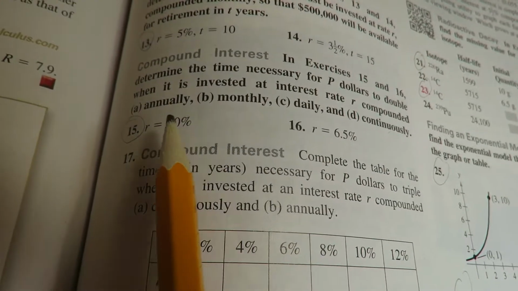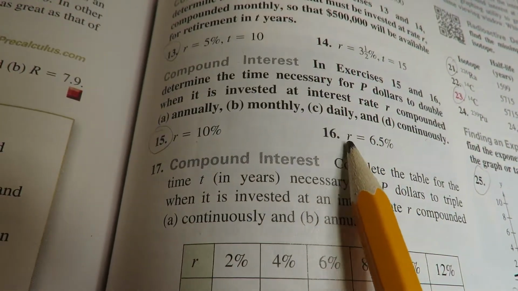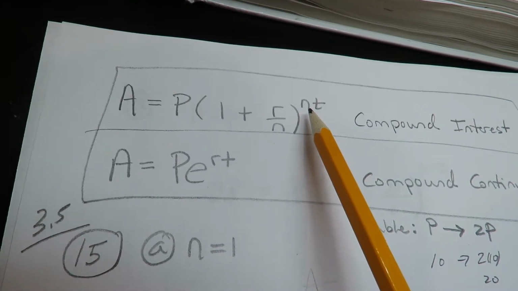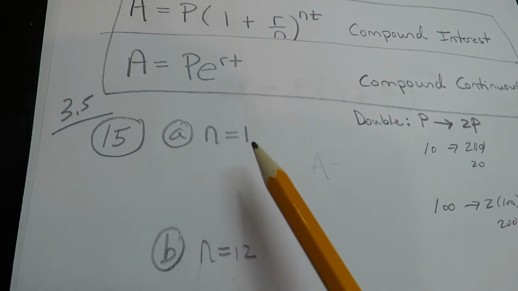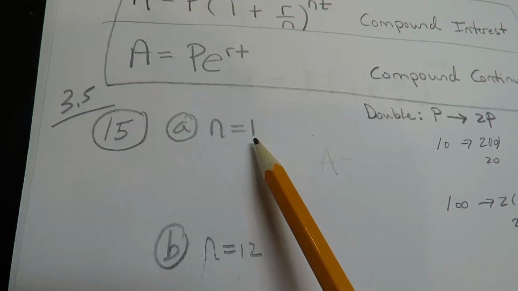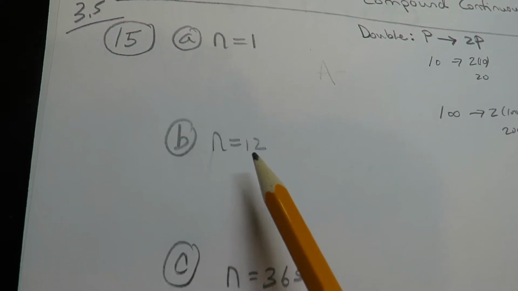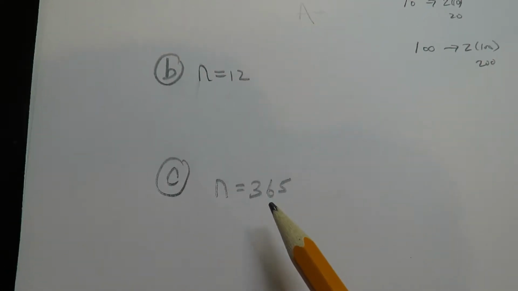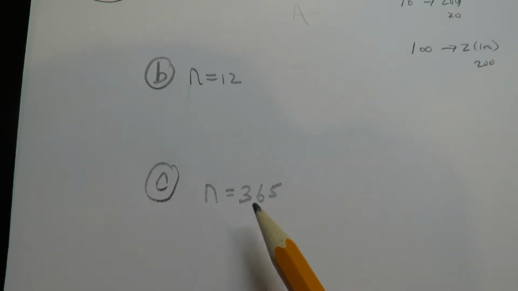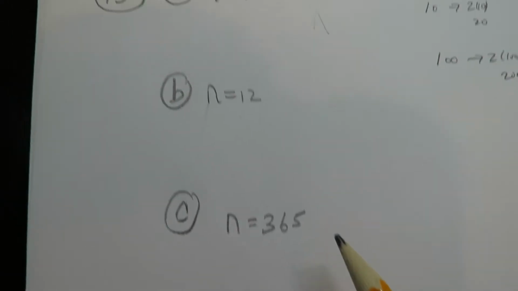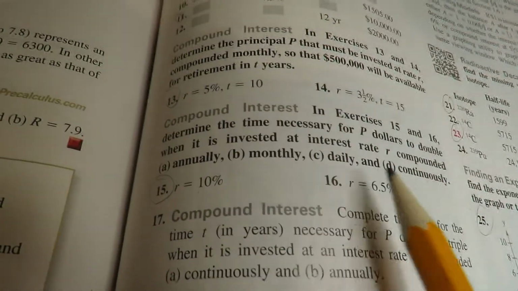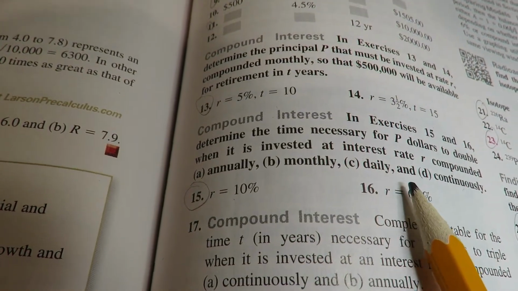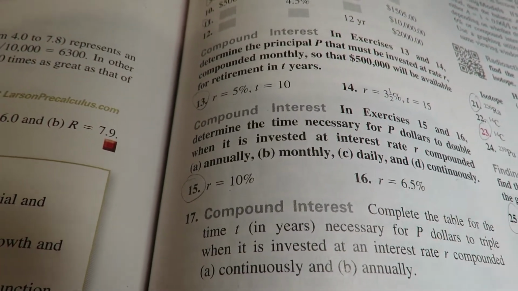So in the problem, when they say annually, monthly, and daily, that refers to N. And N is how many times a year you're going to do it. So if you're going annually, N is 1 because that's once a year. If you're going monthly, N is 12 because that's 12 times in a year. If you're going daily, then that's 365 times a year. So that part A, B, and C is changing what we would call the N value, or how many times the money gets compounded in a year.